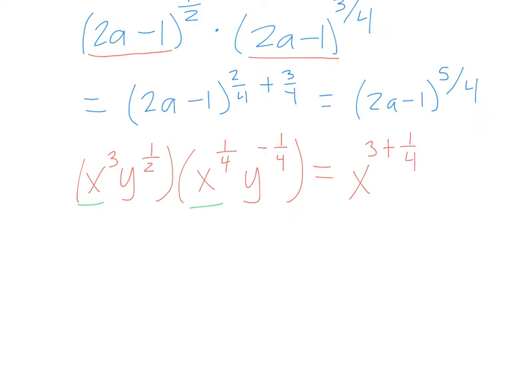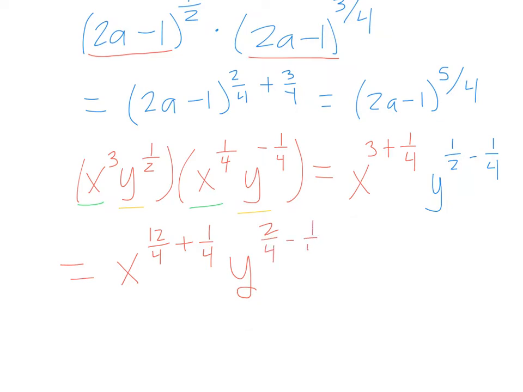Okay, and then we've got that same base y. So again, we'll write that base once, and we add the exponents. All right, so we've got to get common denominator. So we've got x, that 3 we can write with a denominator of 4, 12 over 4, plus 1/4. And then the y's, we can rewrite that 1/2 as 2/4, and we've got minus 1/4. So finally, we have x to the 13/4 times y to the 1/4.